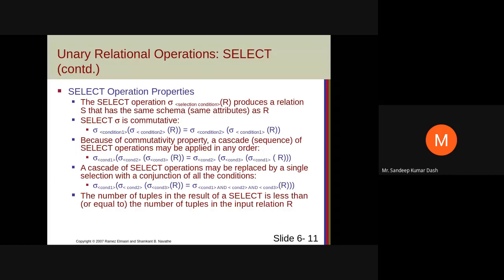So the cardinality of the result of the select operation is always less than or equal to the cardinality of the original relation. It is never greater than the original relation. You will never get more rows than the original relation. Fine.